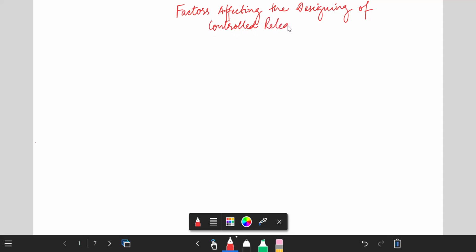Today we will learn about factors affecting the designing of controlled release drug delivery system. So today's topic is factors affecting the designing of controlled release drug delivery system, or CRDDS.